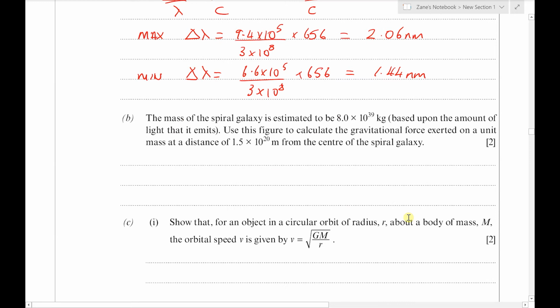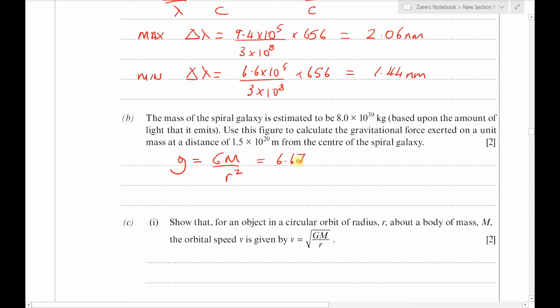Next, the mass of the spiral galaxy is estimated to be 8 times 10 to the 39 kilograms based on the amount of light that it emits, and we're going to use that figure to calculate the gravitational force exerted on the unit mass at a distance of 1.5 times 10 to the 20 meters. So here we've got a choice of 2 methods really. We can calculate gravitational force with F equals G m1 m2 over r squared, but if we realise that force per unit mass is the definition of gravitational field strength, we can use g equals big G M over r squared. They're both effectively the same thing because of that unit mass.